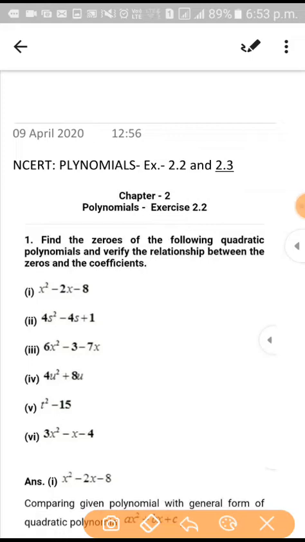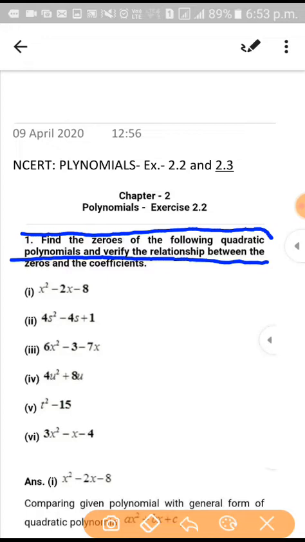Here we are going to discuss a few questions from exercise 2.2 and 2.3. So let us begin with exercise 2.2. The first question of exercise 2.2 is: find the zeros of the following quadratic polynomials and verify the relationship between the zeros and the coefficients.